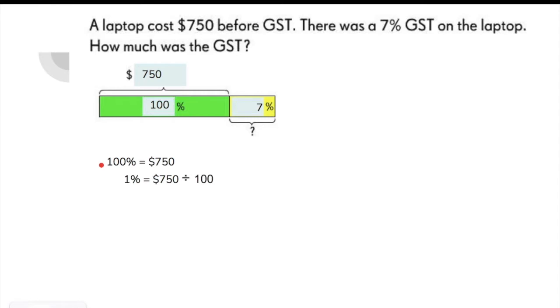Let's get 1% of that. We just need to divide it by 100. And this will give us $7.50. And lastly, we just need to get 7% of the amount. So we need to multiply $7.50 by 7. And this will give us an amount of $52.50. So the GST for this laptop is equivalent to $52.50.